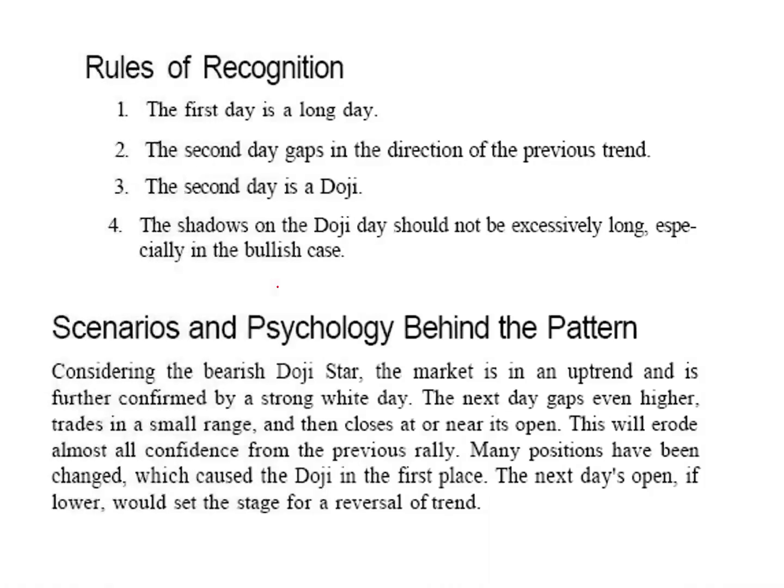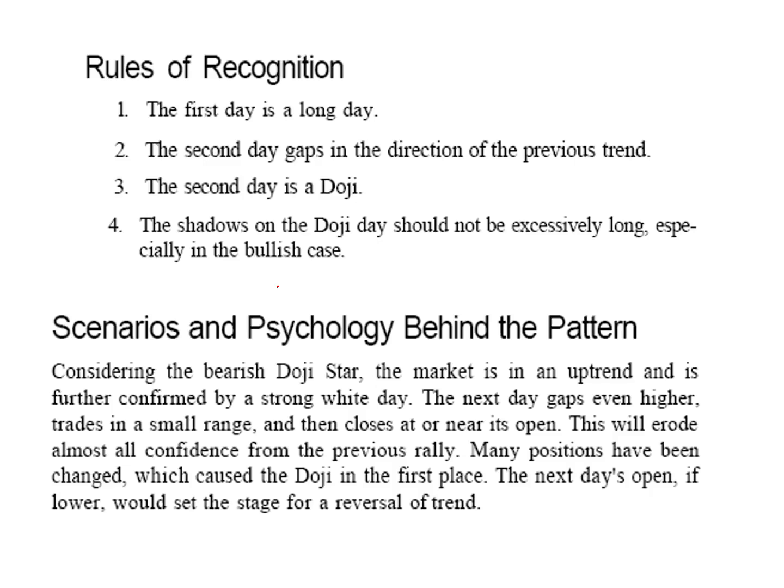Rules to recognize. The first day is long. In case of an uptrend it should be white, in case of a downtrend it should be black. The second day gaps in the direction of the previous trend. The second day is a doji. The shadow on the doji day should not be excessively long, especially in the bullish case.